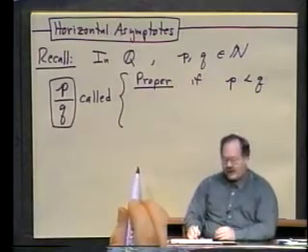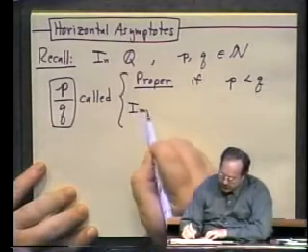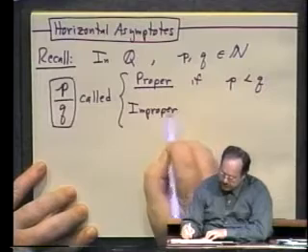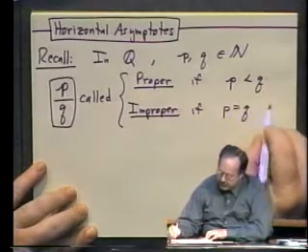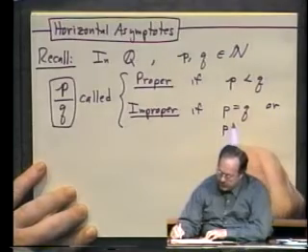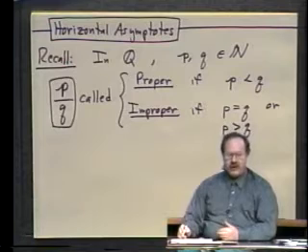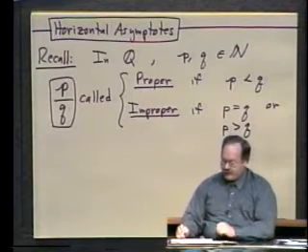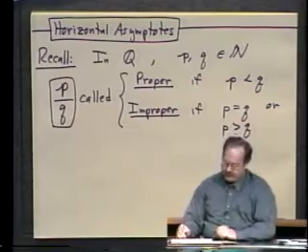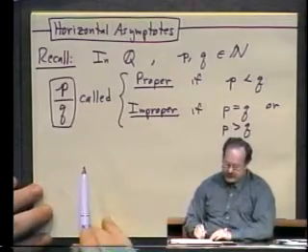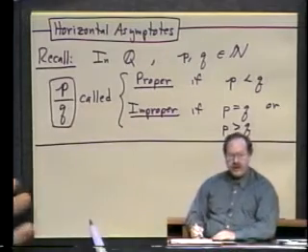A fraction like 2/3 would be considered a proper fraction, whereas we called it improper if P was equal to Q or P was greater than Q. So if we had a fraction like 4 over 4, we call that an improper fraction. If we had a fraction like 4 over 3, we call that also improper. Sort of top-heavy in that case. All right, so that reintroduces the words improper and proper.